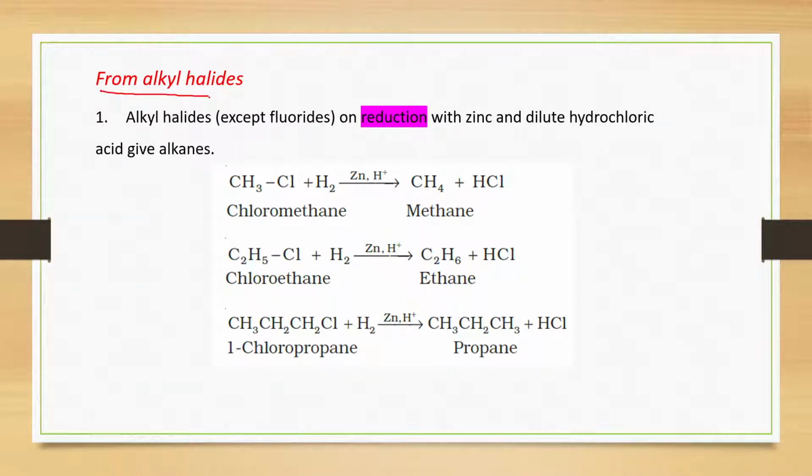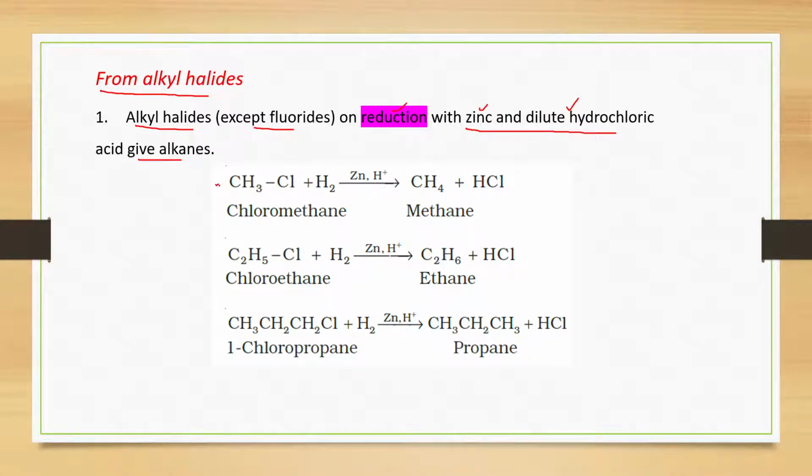From alkyl halides, we have two methods to prepare alkanes. First one: alkyl halides except fluorides on reduction with zinc and dilute hydrochloric acid give alkanes. Actually, in this reaction, first of all zinc and dilute hydrochloric acid react, and hydrogen gas is liberated. That hydrogen gas reduces the alkyl halide.